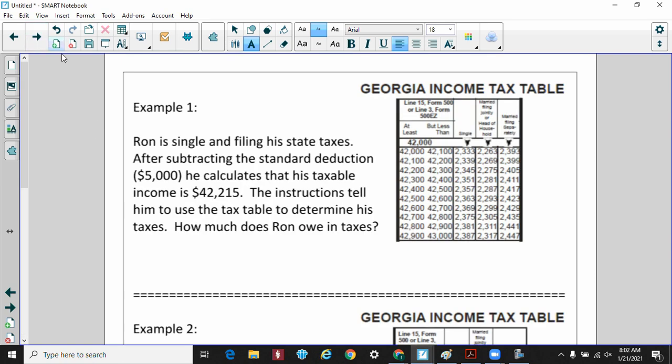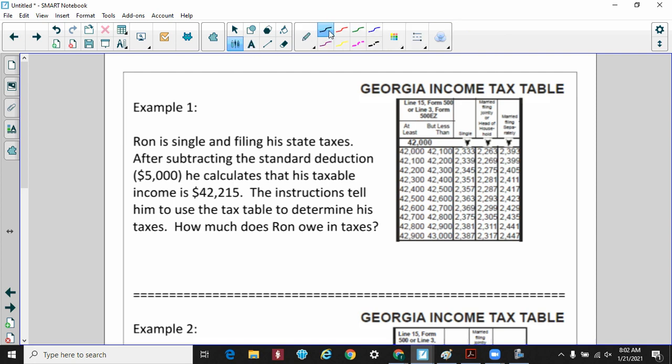All right, so let's actually get down to the nitty gritty. The Georgia income tax table is what you're going to need for this particular lesson. John is single and filing his taxes. After subtracting the standard deduction, he calculates that his taxable income is 42,215. The instructions tell him to use the tax table. How much does John owe in taxes? So here is a part of the Georgia tax table. I specifically just chopped it off at 42,000.